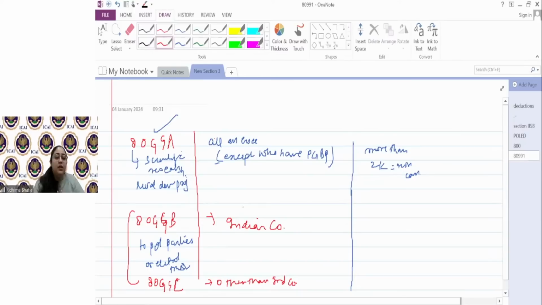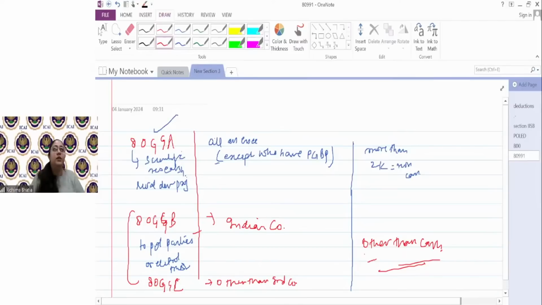Simple. But remember, there is no limit. But the point is that it should be in any mode other than cash. Here even the 2000 relief is not there. No relief. You can make the donation only in a mode other than cash. That's it, no other point. So any donation going to political parties would be either in GGB or GGC: GGB if the assessee is making a donation as an Indian company, or GGC if other than an Indian company. No other points.